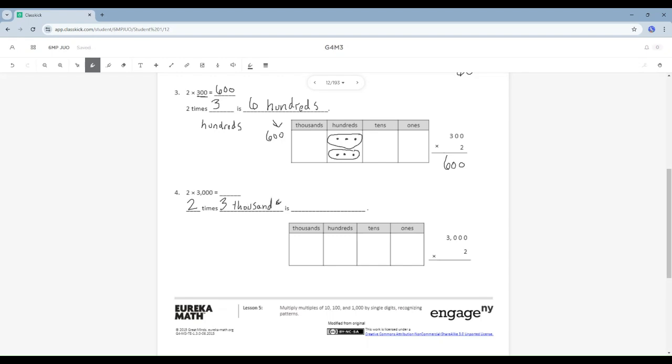And I'm going to draw my 2 groups with 3 in each group, but since this is 1,000, I'm going to do it down here in the thousands place. So 2 groups with 3 in each group. Remember, since we are in the thousands place, each of these objects represents 1,000. So 1,000, 2,000, 3,000, 4,000, 5,000, 6,000. So 2 times 3 thousands is 6 thousands.